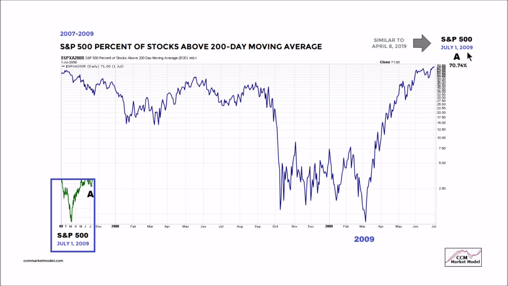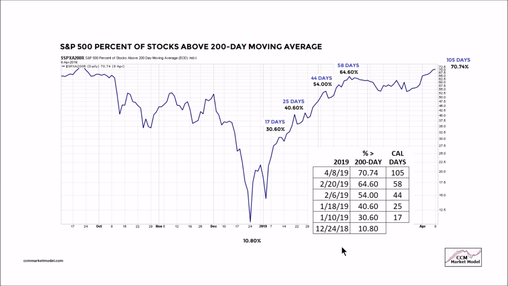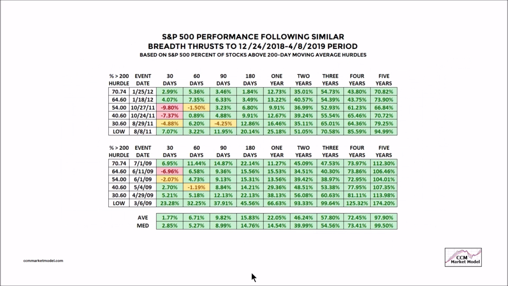Digging a little bit deeper here, January 25th, 2012, similar to April 8th, 2019. July 1st, 2009, similar to April 8th, 2019. How did the stock market perform after hitting each one of these thresholds in the two historical cases? The answer is quite well.